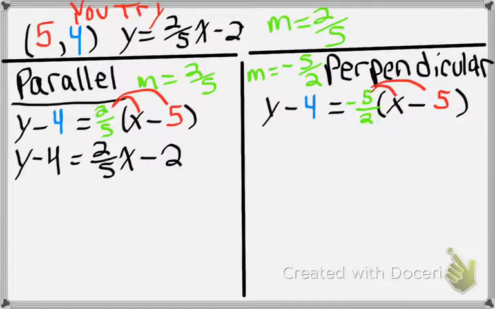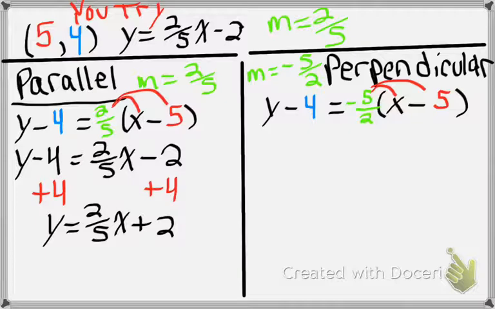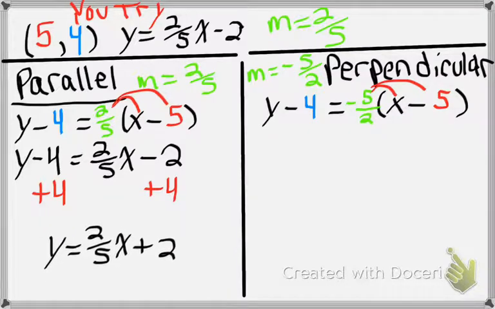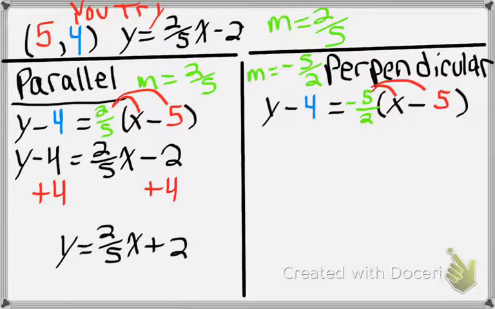Drop that down. Now move the -4 and you're done. Okay, and that's your final answer for the equation of the line that is parallel. Now do the perpendicular one if you haven't done so already. So make sure you realize that this is the answer to this one, that y equals 2/5 x plus 2.